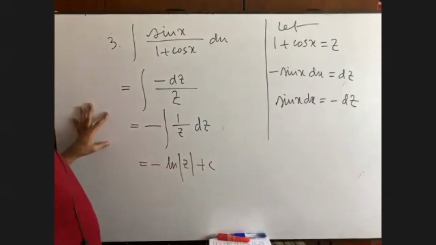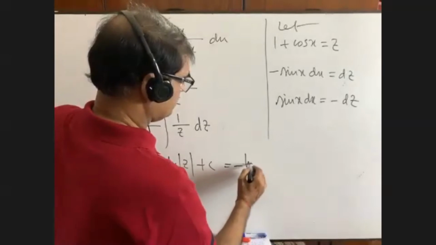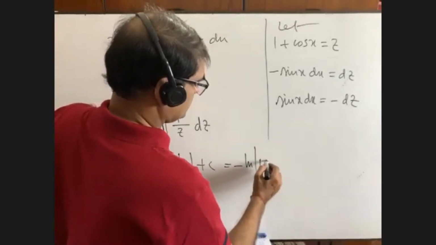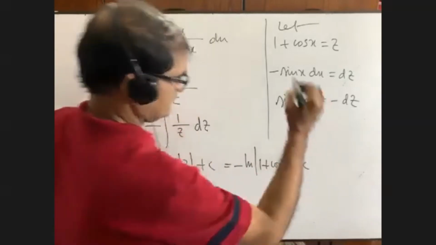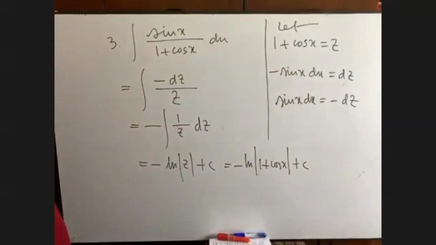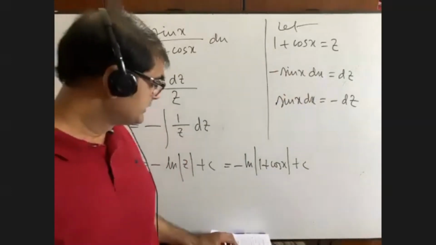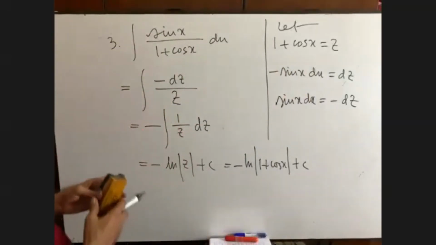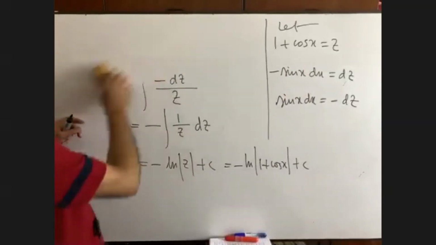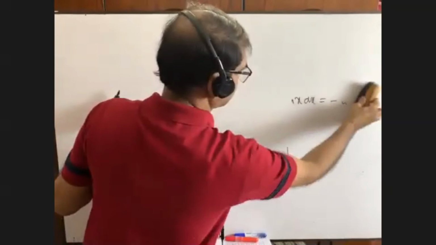Now what is the value of z? It is 1 plus cos x. So we can write down minus ln 1 plus cos x plus c. Anything wrong? Or is it that you have failed to understand? Perhaps not. Yes, I understand, sir. Thank you very much that you have got it.